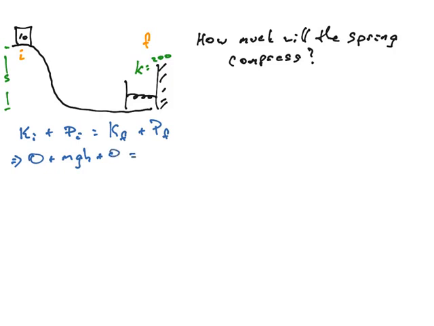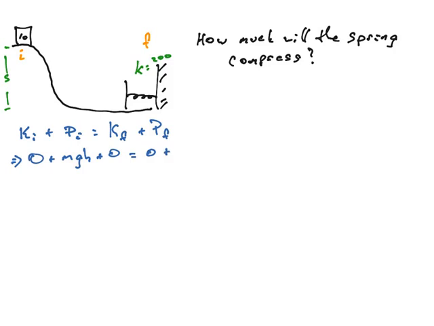Now the final location. I've slid down the hill, ran into the spring, and pushed the spring as far as it'll go. At this point, am I moving? Well, no, I assume I'm not moving. And it must be that I'm not moving, because if I'm still moving, then I'm still compressing the spring. So if I've compressed it as far as it's going to compress, I must have stopped. Thus, no kinetic energy. I've stopped.